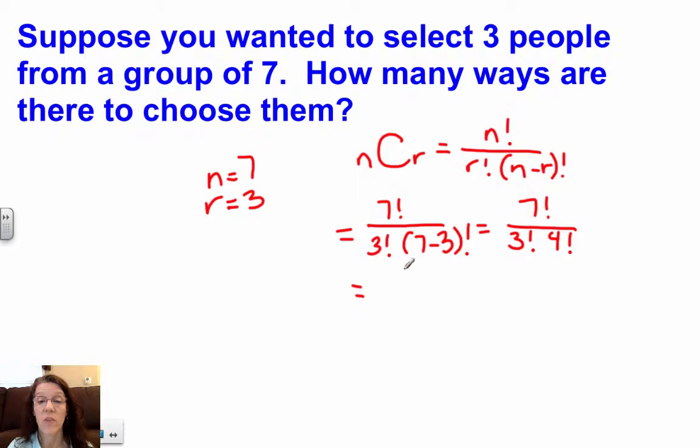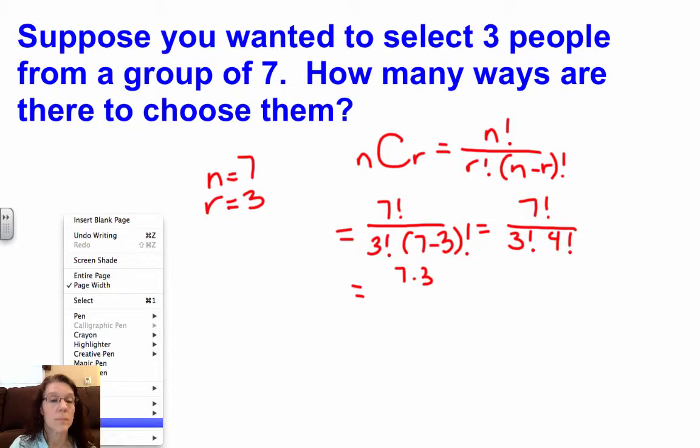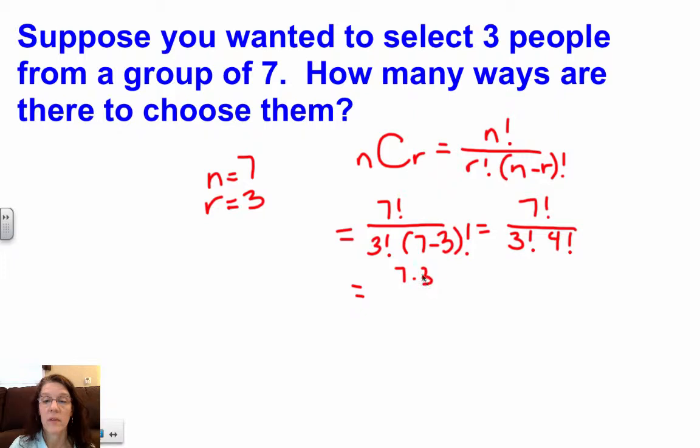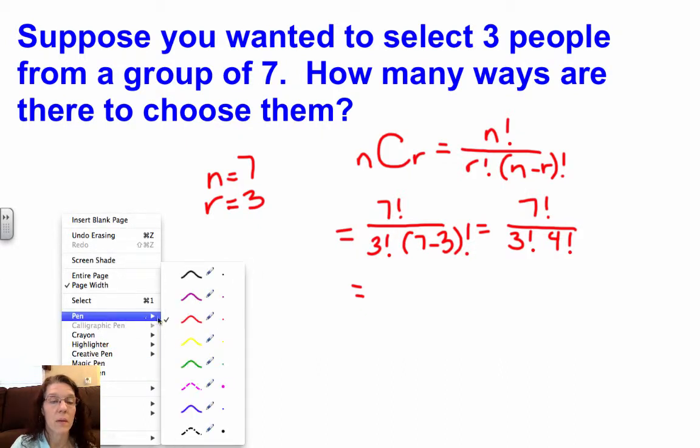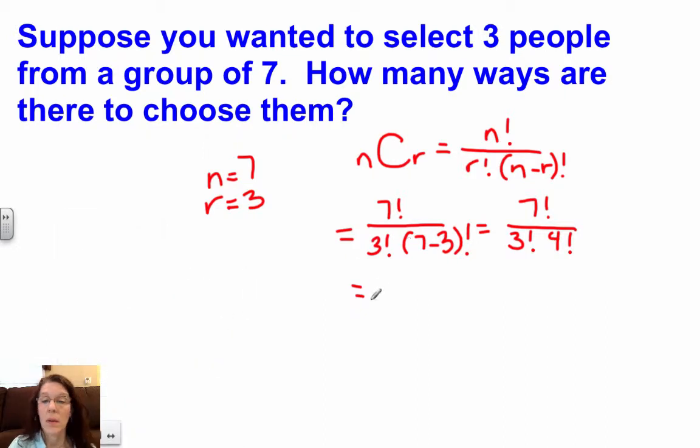So 7 factorial is 7 times... and let me see if I can get my eraser here or not. There we go. Let's see if I can erase this. All right, let's try again. And grab my pen back. Okay. Let's try that again.